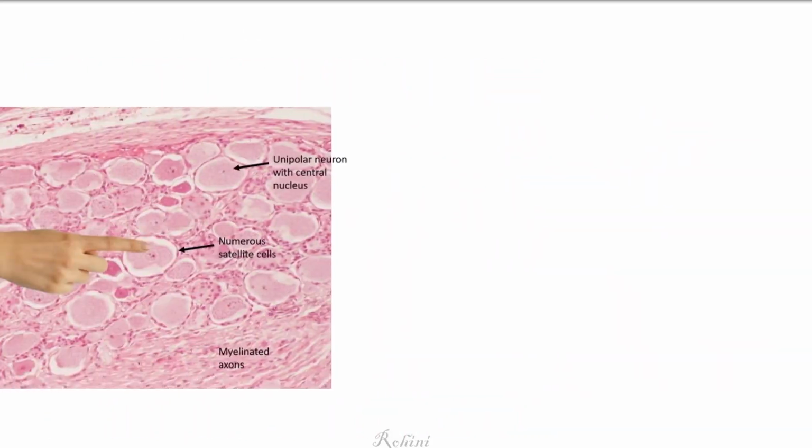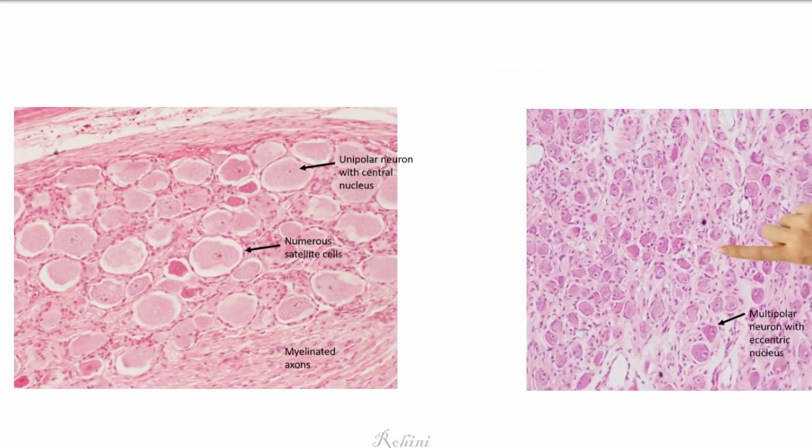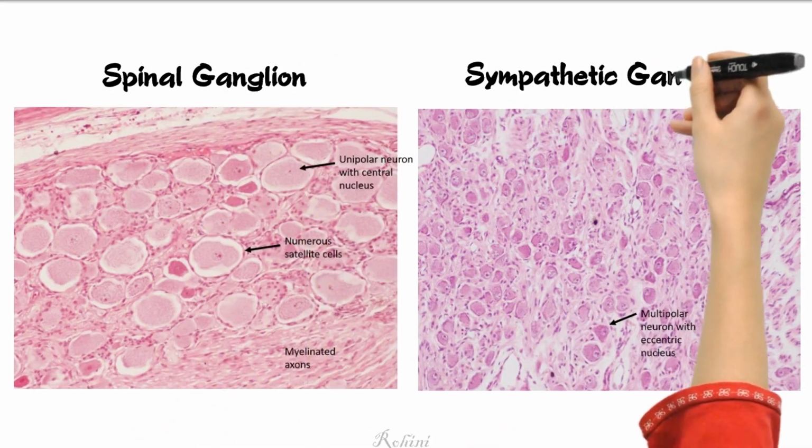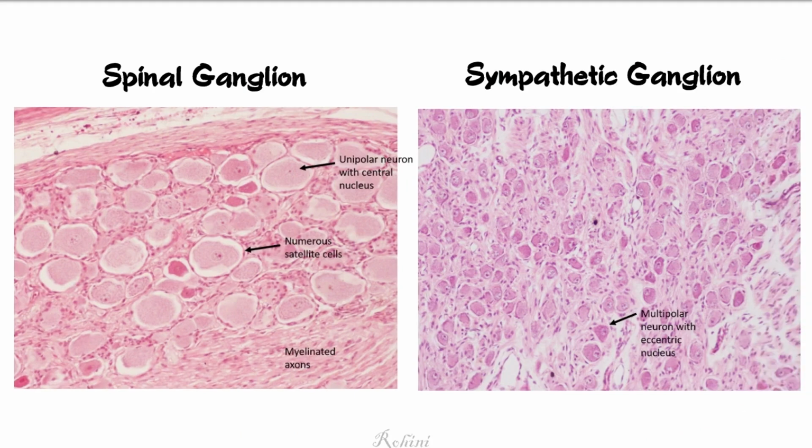The differences between the spinal ganglion and sympathetic ganglion are clearly visible here. Spinal ganglion has large pseudo-unipolar neurons with a large number of satellite cells surrounding them. Bundles of nerve fibers pass between the groups of ganglion cells. In sympathetic ganglion, the cells are smaller, multipolar and scattered with few satellite cells around each neuron. The nucleus is central in the pseudo-unipolar neuron, whereas in multipolar neurons the nucleus is eccentric in position.